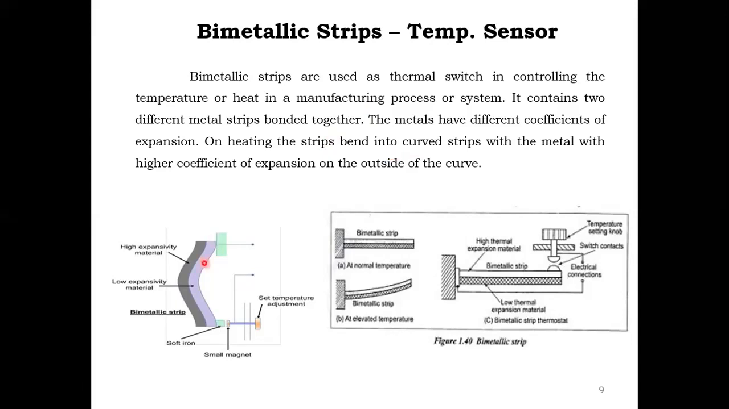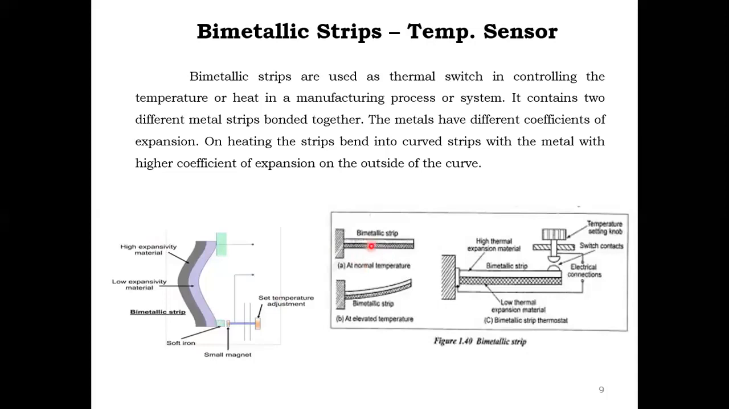This is an example of a bimetallic strip. This is the high expansivity material, this is the low expansivity material, and this is a soft iron. Then the set temperature adjustment. The temperature adjustment will define at which temperature the metallic strip will bend, like that we can calculate.